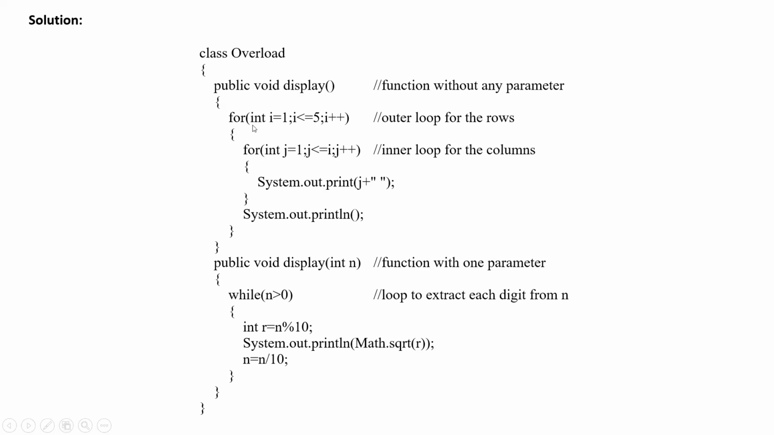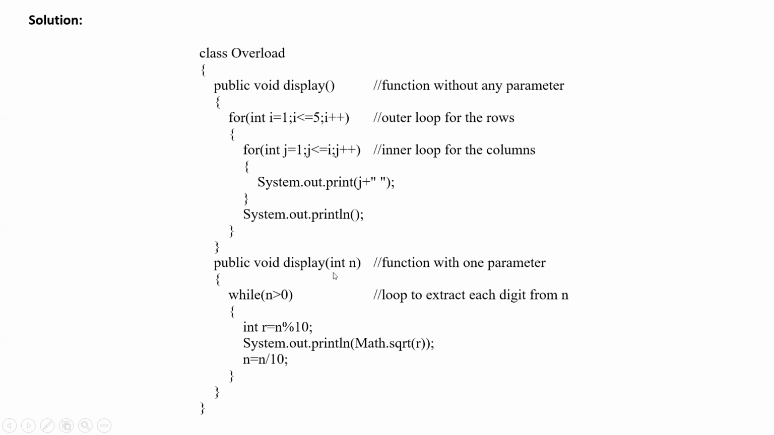Without a parameter, we are running one outer loop 1 to 5, then an inner loop 1 to i. You remember it's 1, 1 2, 1 2 3, 1 2 3 4, 1 2 3 4 5. So the outer loop is running 1 to 5, 5 times. There is no input. And the inner loop is running i times, each time starting from 1. So the inner loop prints j, and then we have a new line. So both nested loops print the pattern.